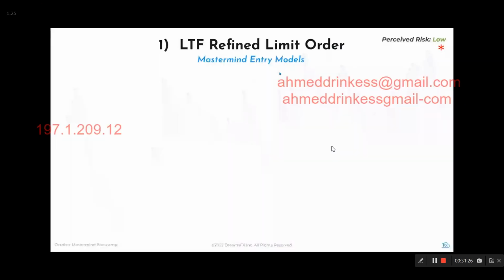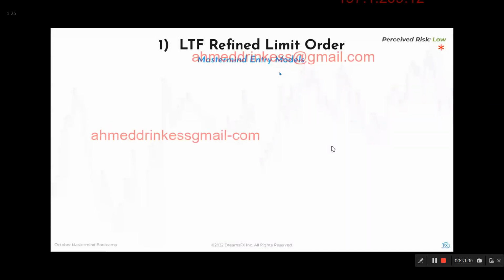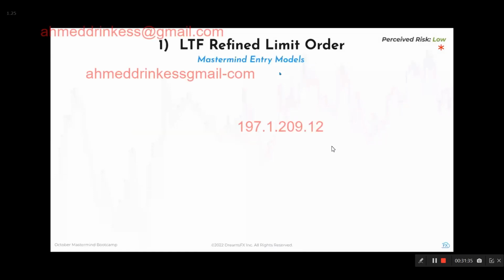All right, our first one. Some of these should be no shocker to you. The ones that you haven't heard of, we are not going over. That's where you will lose a lot. So this is where you're going to go over lower time frame, refined limit order, right?